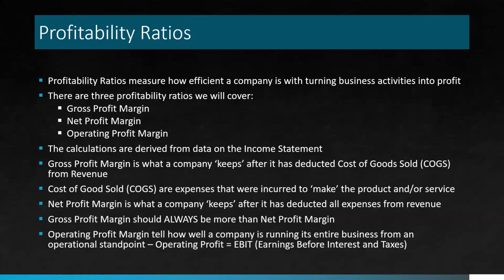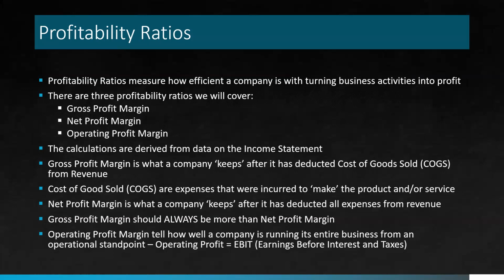The net profit margin is what a company is able to keep after it has deducted all of the expenses from revenue. So your gross profit margin should always be more than your net profit margin. Why? Because for gross profit margin, the only thing that we're deducting from revenue is the cost of goods sold, whereas for net profit margin, we are deducting all of the expenses.